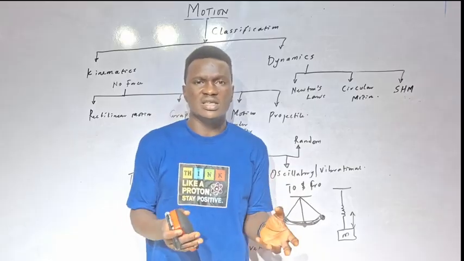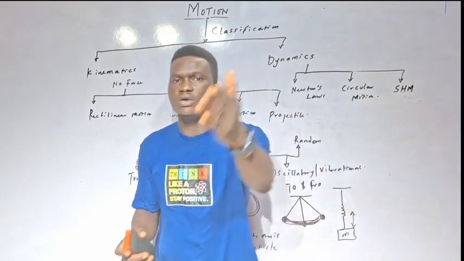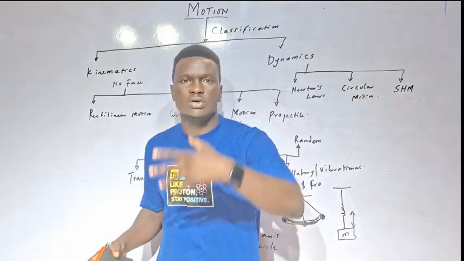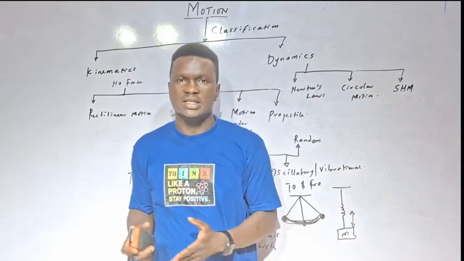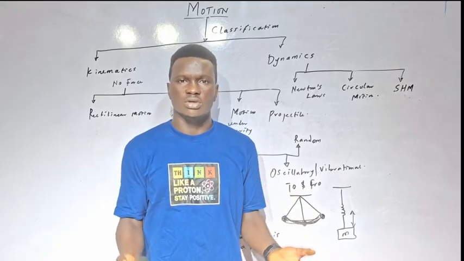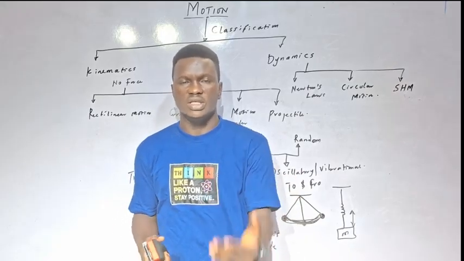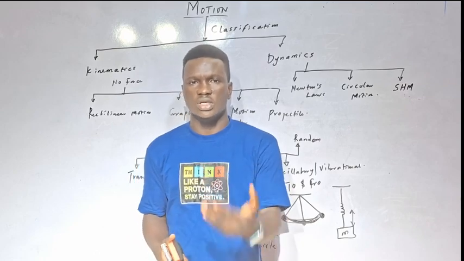Then if you have an insect, the insect can jump from one flower to another flower, keeps moving at random, and you can't really tell the paths that the insect is moving. That is also another example. You need to note most of these examples because they can ask you in exams.